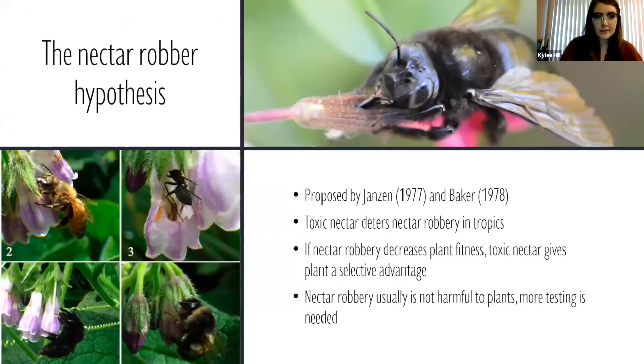The next hypothesis is the nectar robber hypothesis. This was proposed by Janzen and Baker, and it states that toxic nectar deters nectar robbery in the tropics. And so this is applicable to other regions aside from the tropics, but when this hypothesis was first proposed, the research that they were doing was located in the tropics. And it's similar to the pollinator fidelity hypothesis in that both of them involve the deterrence of undesirable visitors.